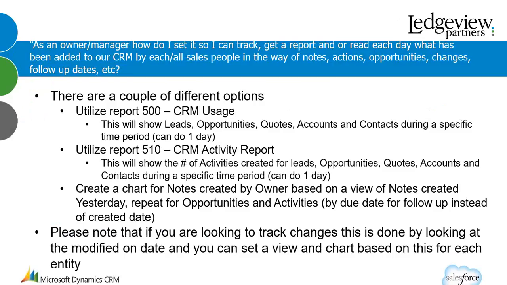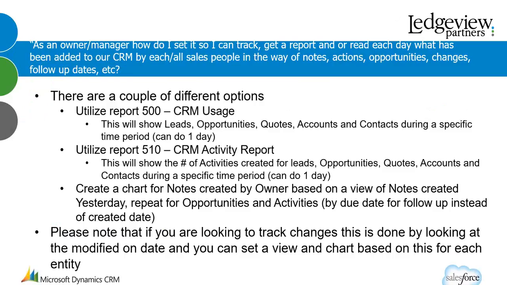It's a fantastic question, and I'm going to show you different ways you can do this through the existing CRM as it exists today. One option is to utilize Report 500, which is a CRM usage report. This will show the leads, opportunities, quotes, counts, and contacts that were created, opened or closed during that time period. You can set that time period to just be 1 day. The other one is to utilize Report 510, which is a CRM activity report. And this will show you the number of activities that you created for all those same entities during a specific time period. Again, you can set that to just be 1 day.